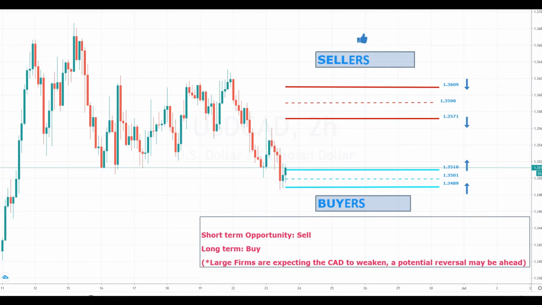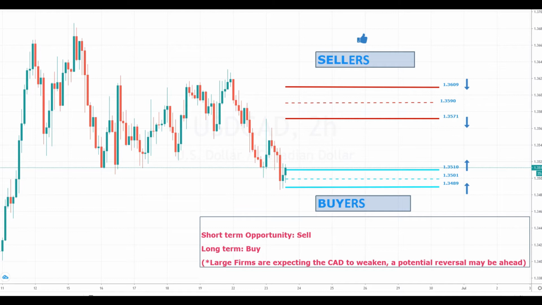Large firms were heavily bearish on the Canadian dollar. This means they were expecting it to lose value. Therefore, if the Canadian dollar was expected to weaken, it's safe to say it would not have done very well against the US dollar at some point. This eventually will make the US dollar and Canadian dollar pair increase. This means you can get more Canadian dollars in exchange for the US dollar.